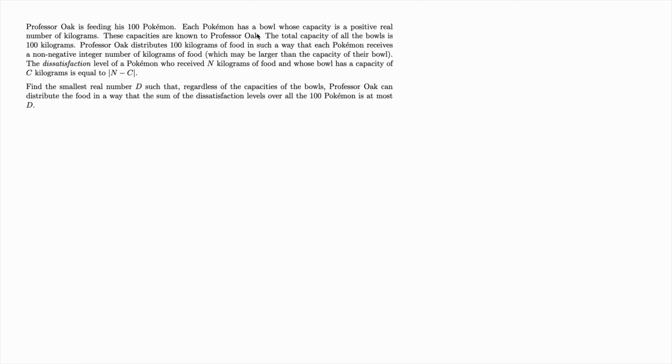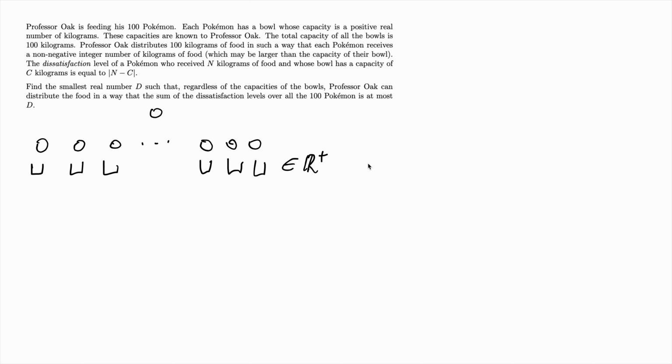Professor Oak is feeding his 100 Pokemon. Each Pokemon has a ball whose capacity is a positive real number of kilograms. So we have 100 Pokemon, and each has a ball. Their capacity is a positive real number of kilograms. These capacities are known to Professor Oak. The total capacity of all balls is 100 kilograms. So these are all positive, and when we add them, we get 100.